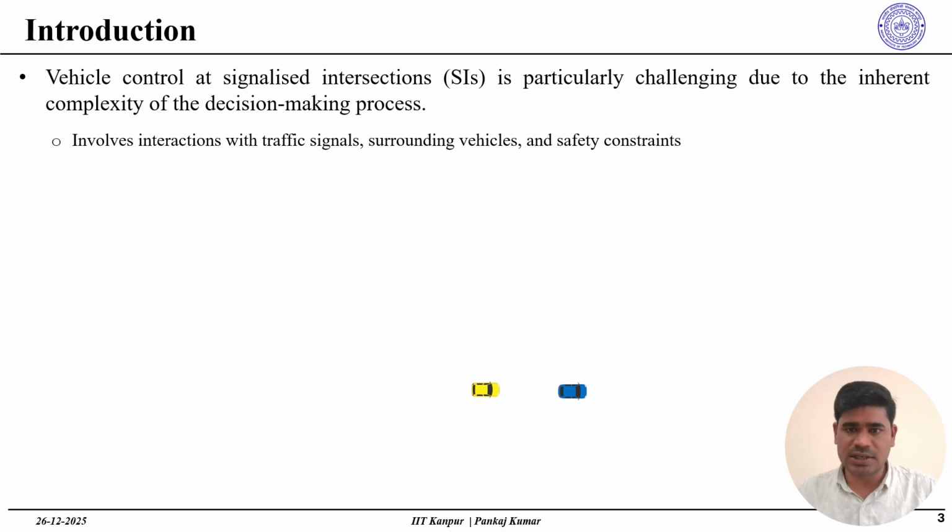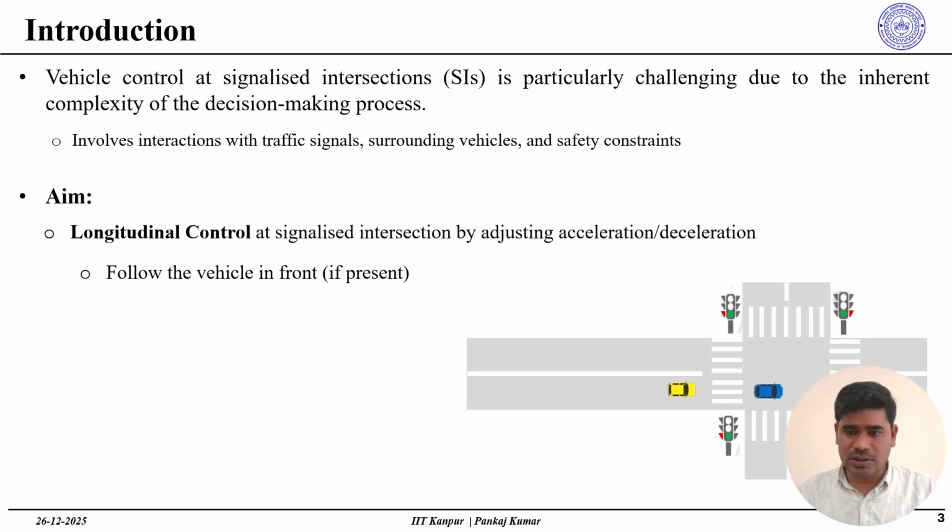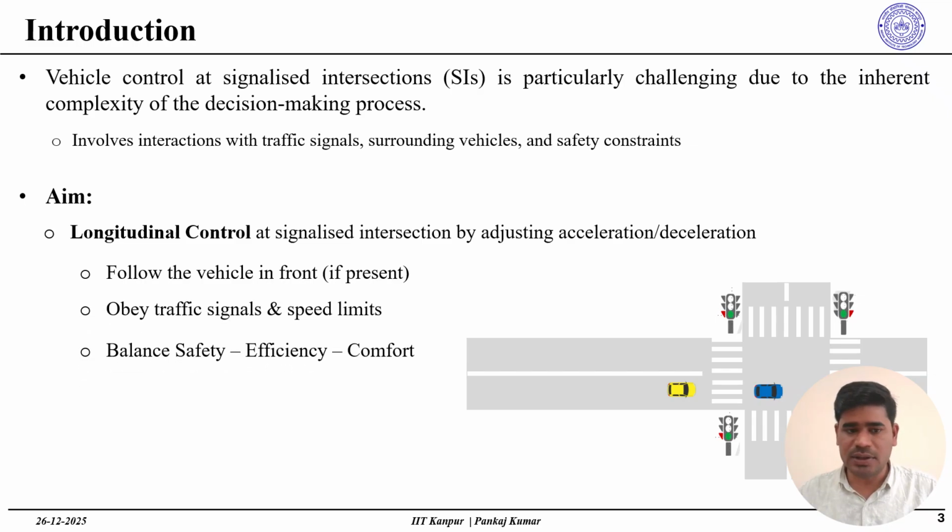Vehicle control at signalized intersections is particularly challenging due to the inherent complexity of the decision-making process, which involves interaction with the traffic signal, surrounding vehicles, and safety constraints. In this presentation, our main objective is longitudinal control of the ego vehicle at a signalized intersection by adjusting acceleration and deceleration. The intersection consists of two scenarios. When a leader vehicle is present, we follow the leader vehicle. In the second scenario, when the leader vehicle is far away, we need to follow traffic rules like the traffic signal and speed limit, balancing safety, efficiency, and comfort.